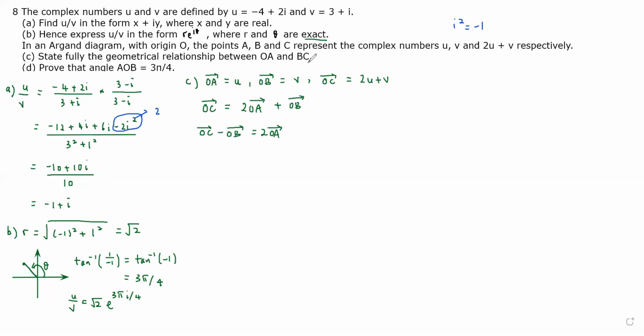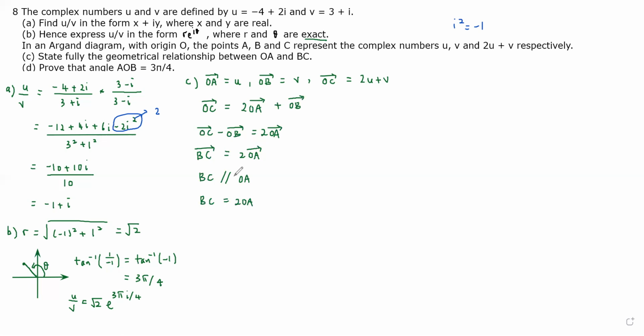So OC minus OB will give us vector BC, and this is twice vector OA. Then, if vector BC is twice vector OA, we say that BC is parallel to OA, and we have BC equals 2 times OA for part C.